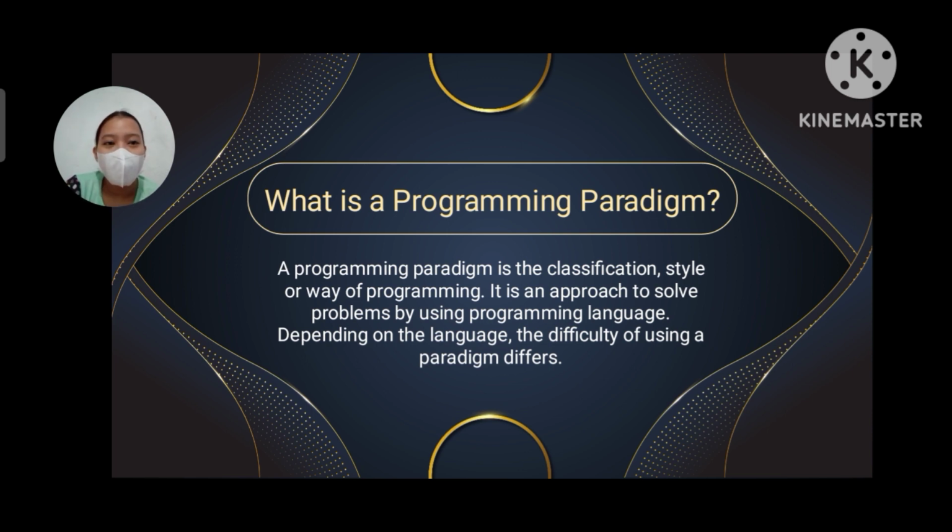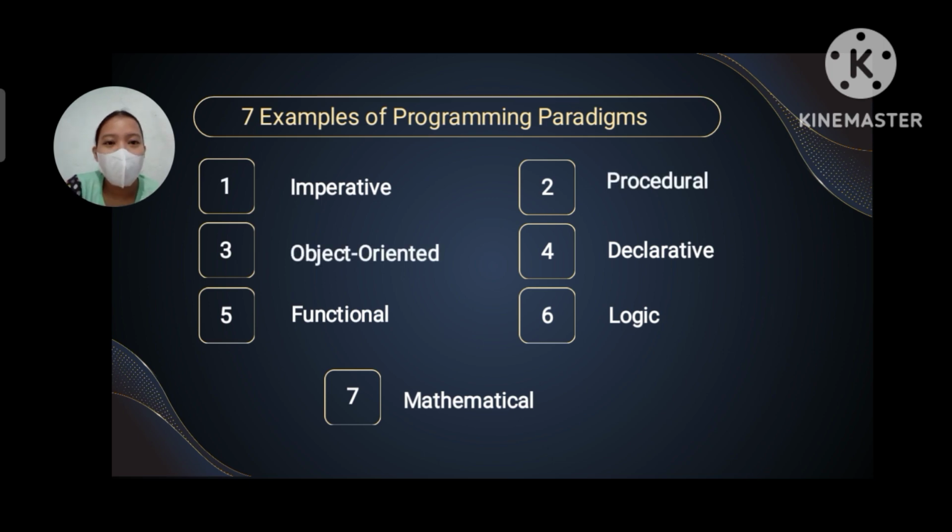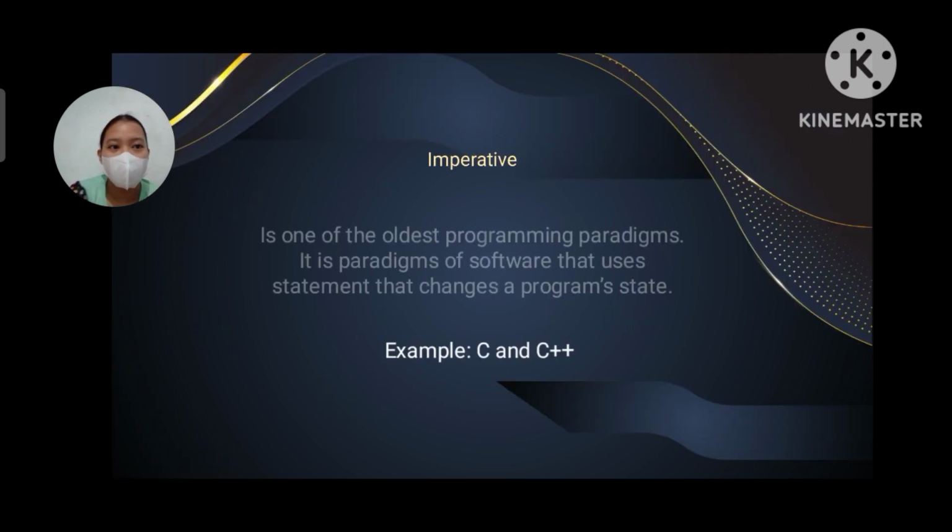So, what are the programming paradigms? We have here the 7 examples of programming paradigms. First is imperative, second is procedural, third is object-oriented, fourth is declarative, fifth is functional, sixth is logic, seventh is mathematical. So first, we will be discussing the imperative programming paradigm.